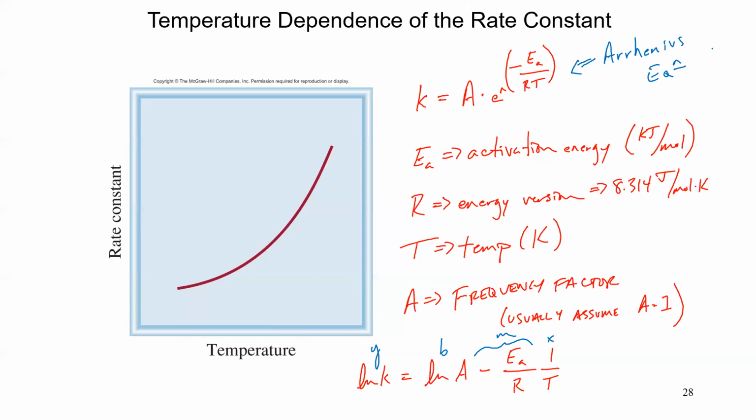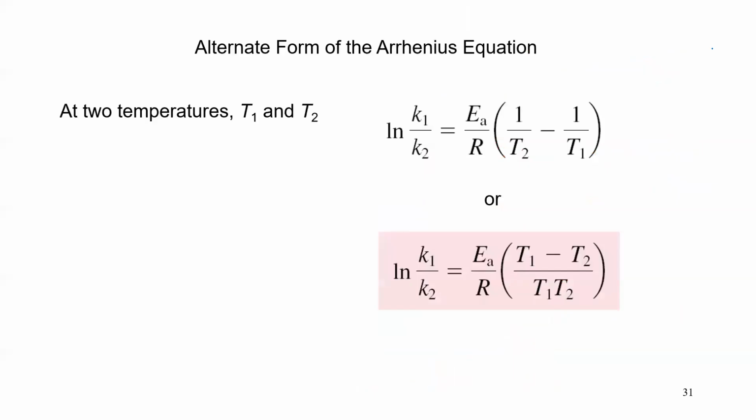Okay, so let me go back to where we were. Here we're looking at a different way of writing the Arrhenius equation where we have two temperatures. Activation energy is not changing. It's just how many of those molecules have enough energy to get over that activation energy at a given temperature. And so with a change in temperature, we can figure out the change in the rate constant.